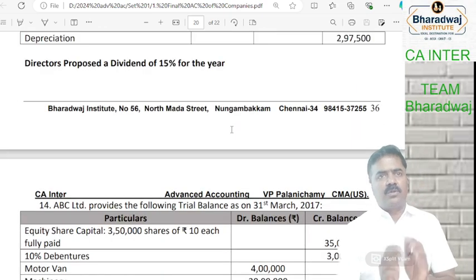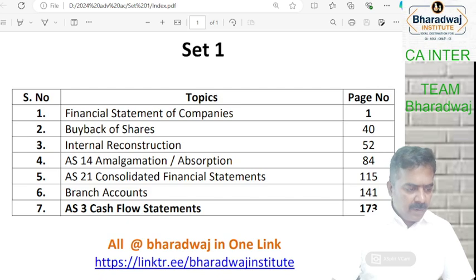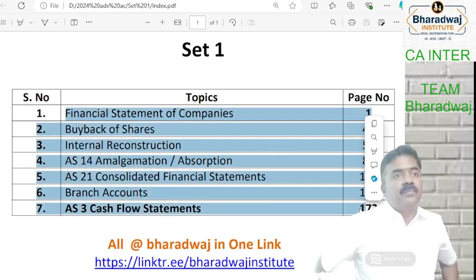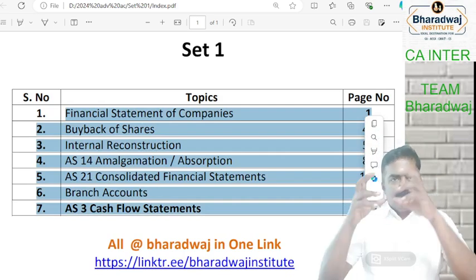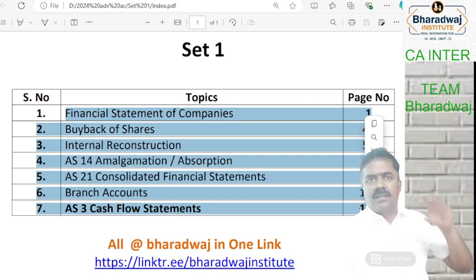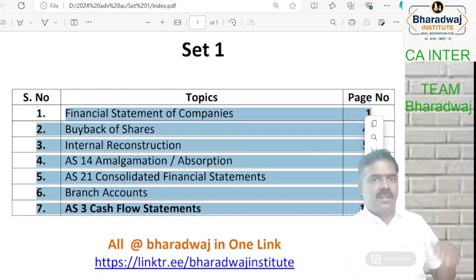So in the classroom, what do we do? We learn the concept of the chapter first. Then we practice questions based on that concept. What are practice questions? Past examination questions arranged in a step-by-step manner. What do you mean by step-by-step manner? Easy questions, moderate questions, tough questions, and so on.